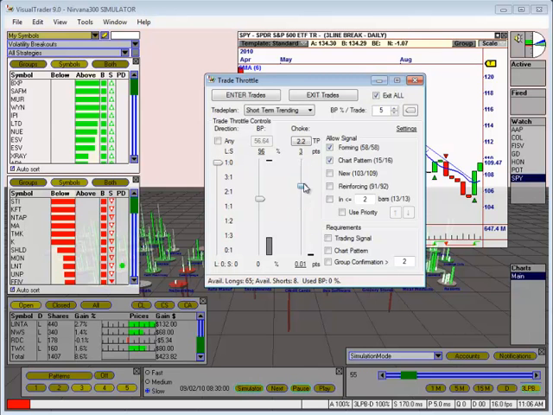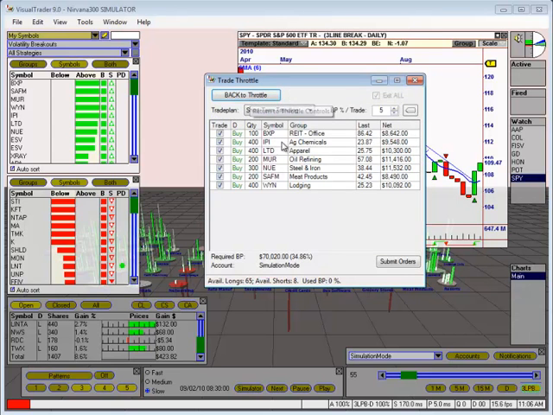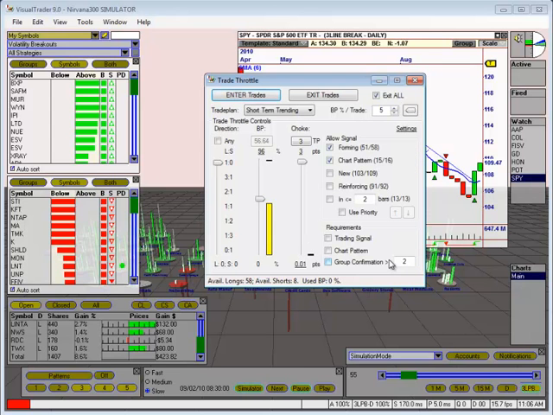I want my stops loose. And so that slider is all the way to the top of my stop level. I'm ready to go. I hit enter trades. It'll show me the trade that's going to select for 5% buying power, which of course I can change to any number I want. That's 5% on each individual symbol. I'm ready to go. I'll submit orders.